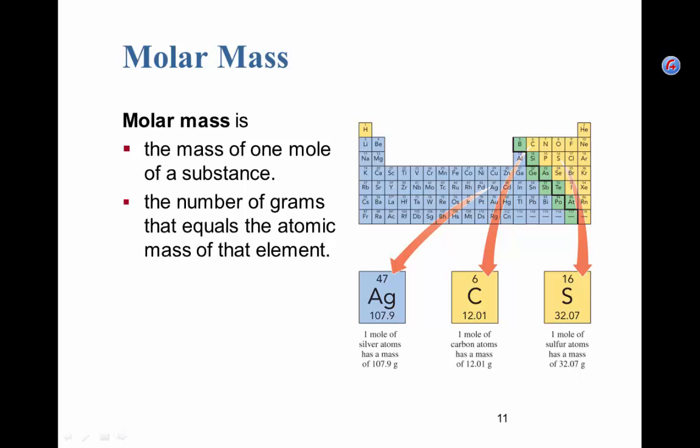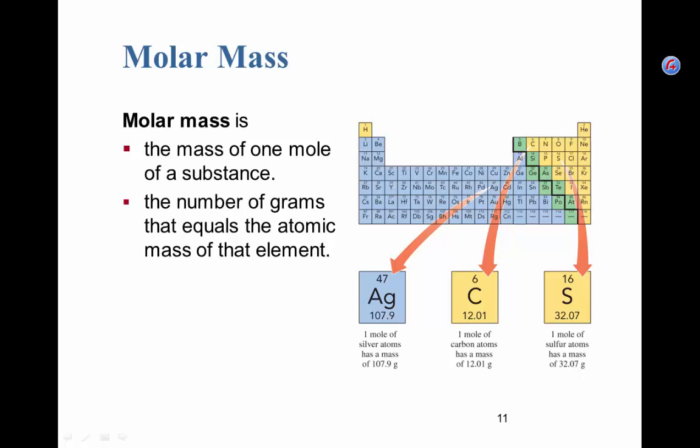Now the next thing that we want to look at is molar mass. And we know how inventive chemists are with their naming, so molar mass is the mass of a mole of one substance. And it is also the same amount of grams that is in the atomic weight. So here's the average atomic weight of silver, 107.9. So that means that my molar mass is 107.9 grams in 1 mole.